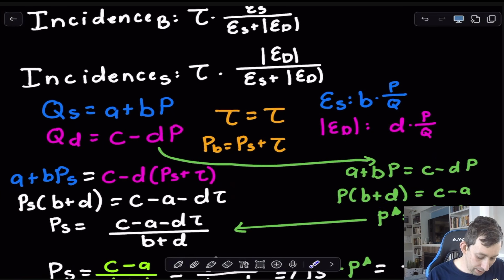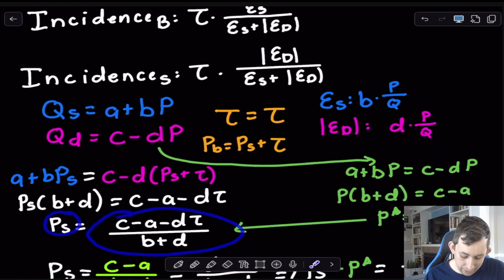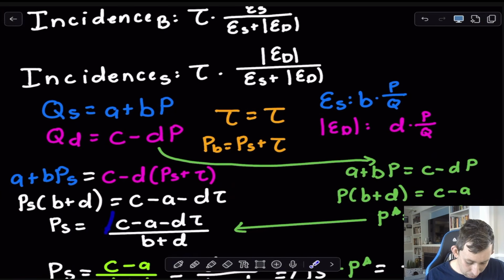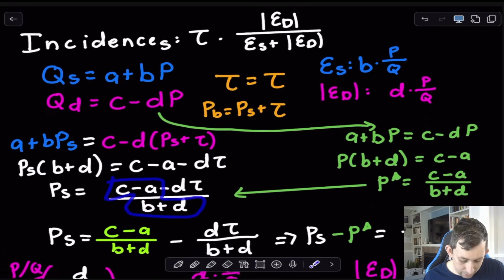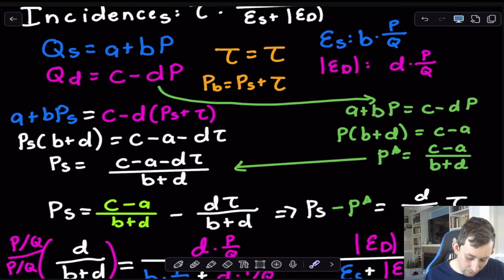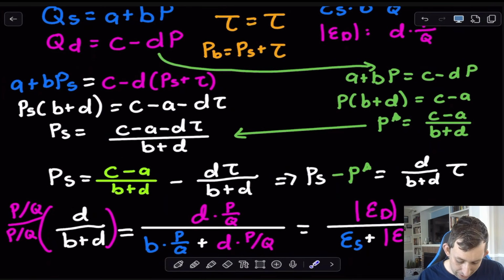When I do the second step where I plug in PS plus the tax in for price of the buyer, I'm going to do some algebra and get PS equals this wild looking fraction here. And then in order to show the amount of the tax that they pay above the equilibrium price, I'm going to sub in (C minus A) over (B plus D) for this part of the fraction right here, that's going to be PS. And so then what I'm going to get left over is D times tau over (B plus D), which means that the amount of the tax that the seller is paying is basically PS minus P star. And that's going to be D over (B plus D) times tau.